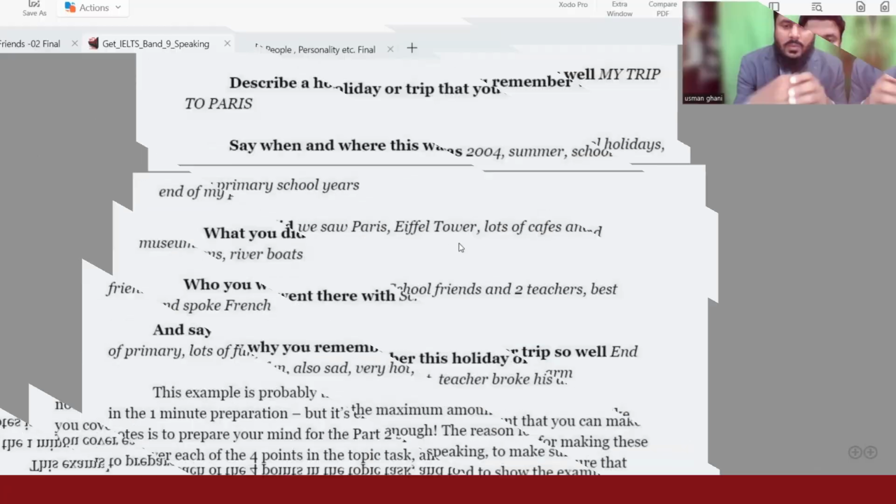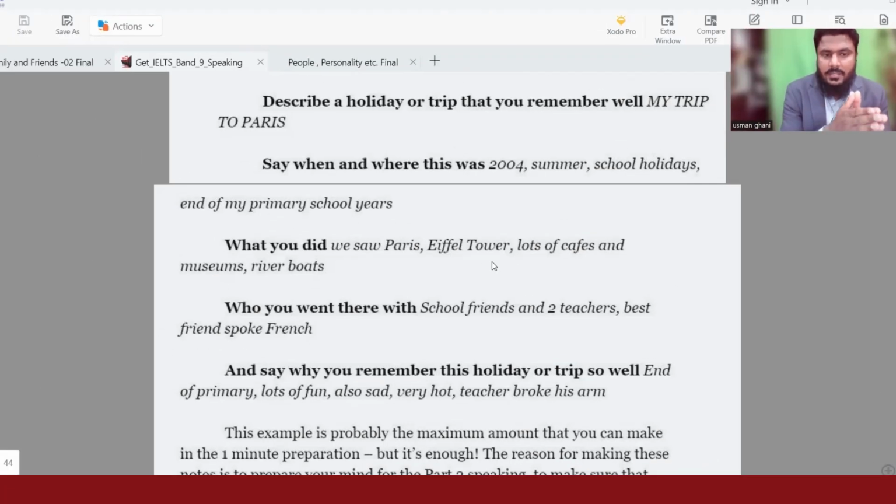What I was discussing is that in the third point and second point, what you did, he has told around 4 to 5 different activities that they had performed. For example, they saw Paris, they visited Eiffel Tower, they visited lots of cafes, they also went to museums, and they also had great experience on river boats, enjoying on.